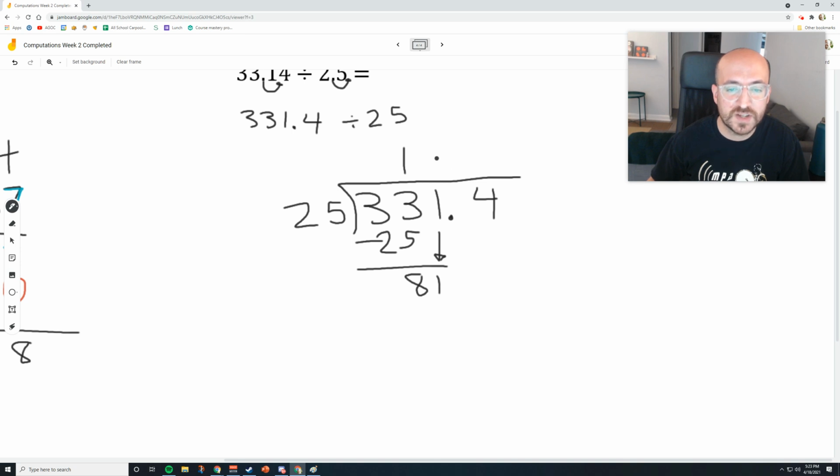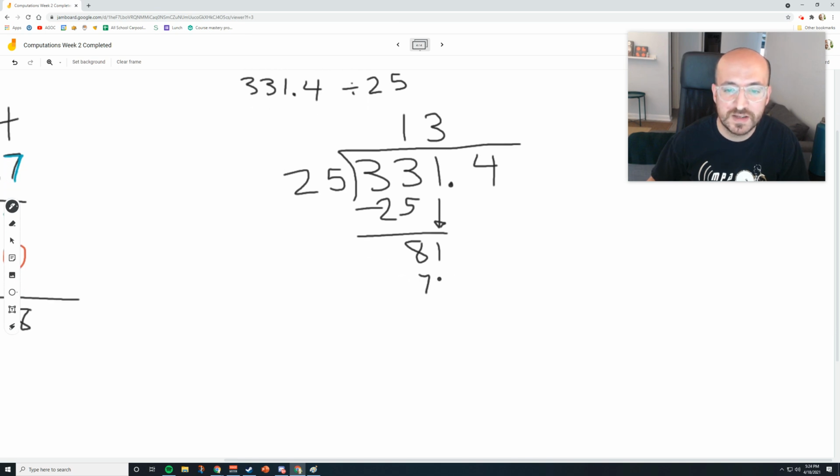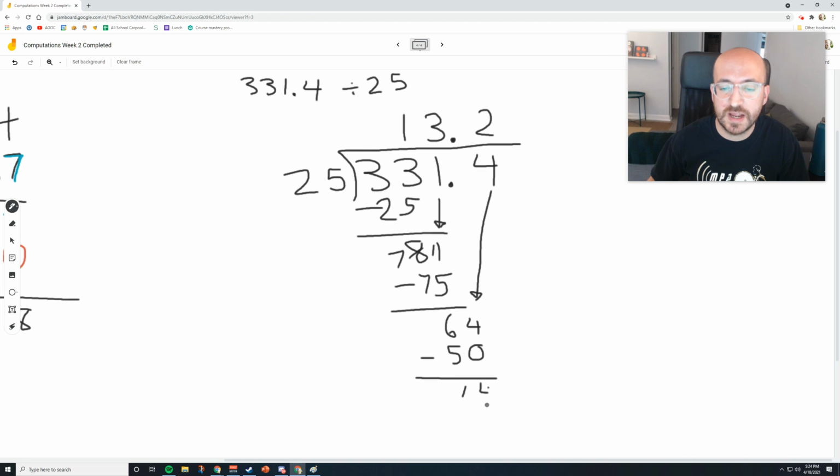How many 25s are in 81? 3. Because think money. 3 times 25 is 75. Subtract, I know it's 6. I could do this, but I kind of just know. Now I bring down this 4. How many 25s are in 64? 2, because that's 50. And I subtract, I have 14 left.